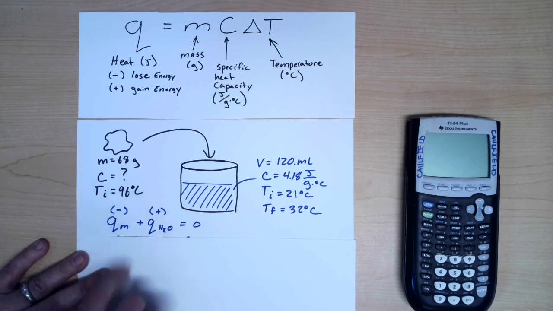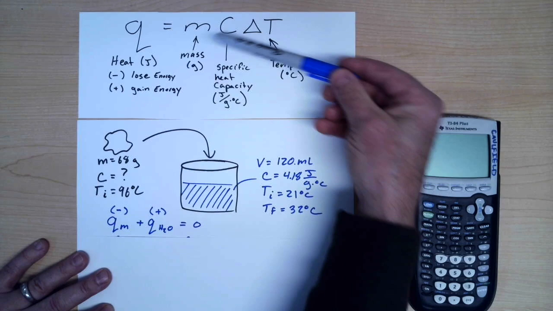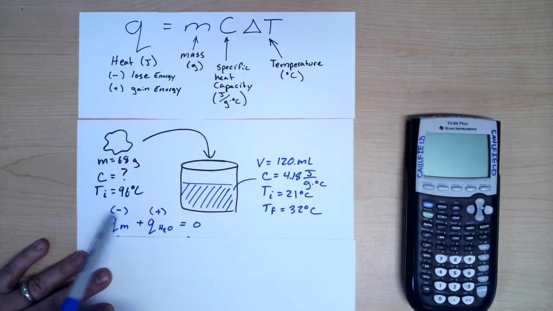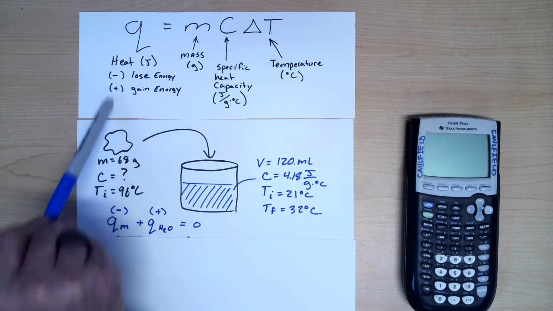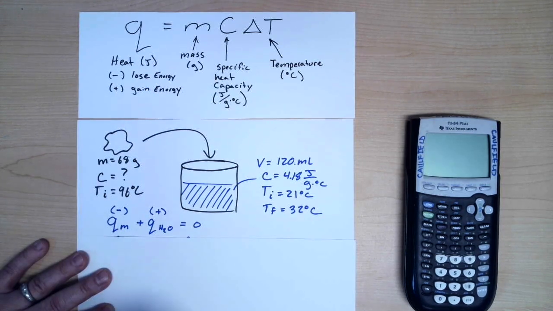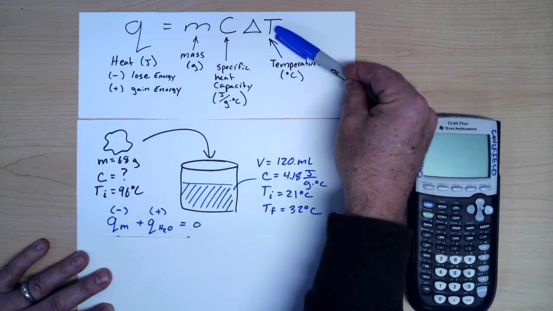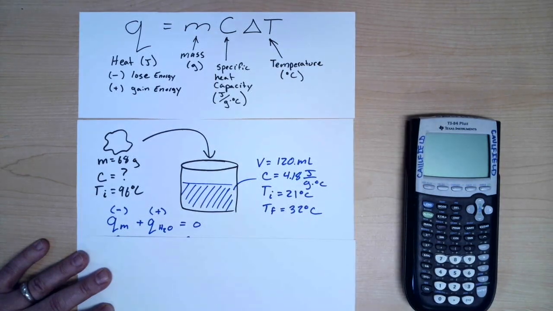I put some signs up here. It's important to remember that in Q equals mCΔT, the signs are really important. If you lose energy, you're going to have a minus sign. Gaining energy is a plus sign here. And so I've indicated the signs that I'm expecting out of these. Those signs mathematically come out of the final minus initial of the temperature.